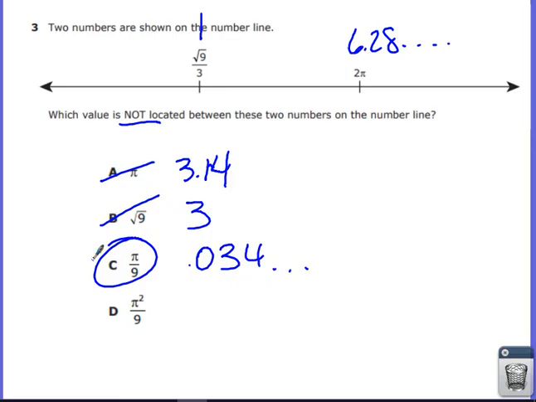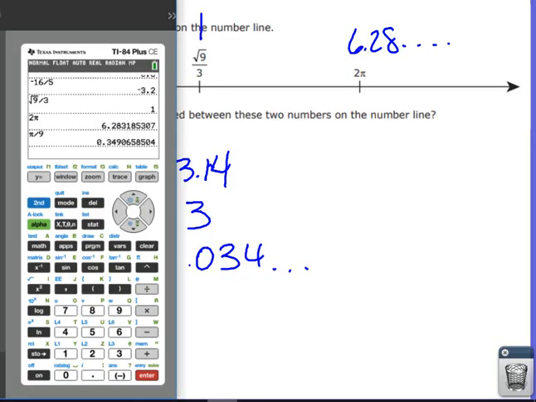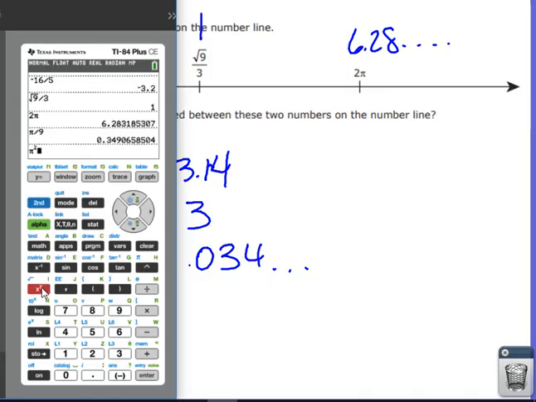Now if we had to do the last one, that's pi squared, so second pi. And to do the squared, we come down to the squared button. We hit the squared, and then divided by 9. We find out that it's equal to 1.09, and it is in between that.